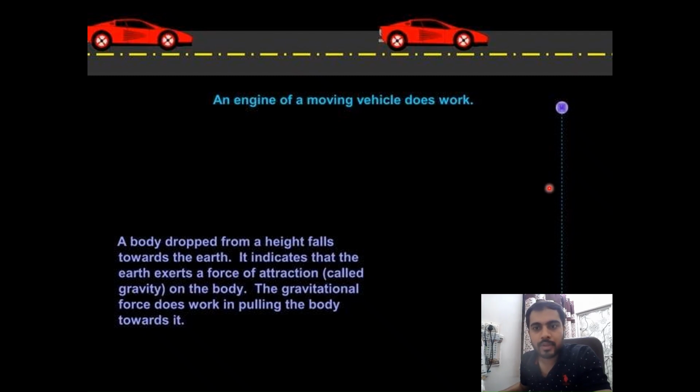Similarly, here the ball, when we throw the ball upwards, the gravitational force comes into account, and it attracts the ball coming towards the earth. So due to that, a ball never goes upwards throughout. It comes back and falls to earth. So it is also one example of work done.